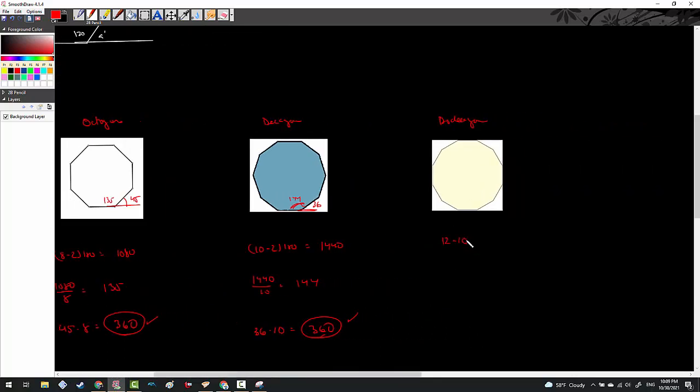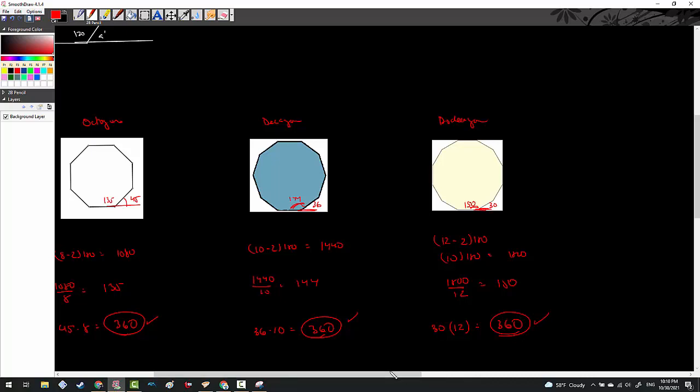Dodecagon, that's 12 minus 2 times 180, that's going to be 10 times 180. That's going to be 1,800, divided by 12. 1,800 divided by 12 is 150 per angle, 150 degrees per angle. So this guy's 150 right there. Then this angle here is only 30 degrees. But if I take 30 and multiply it by 12, well, lucky guess here, but I believe it's 360.